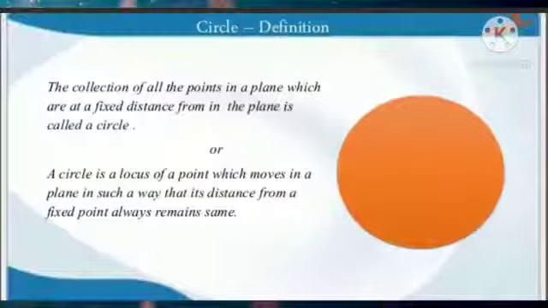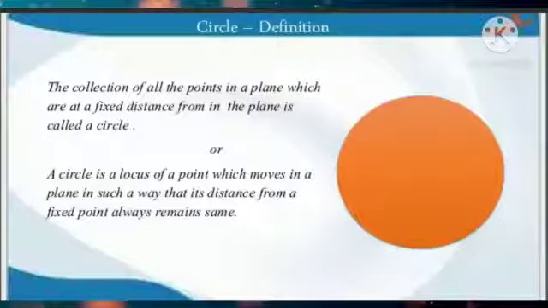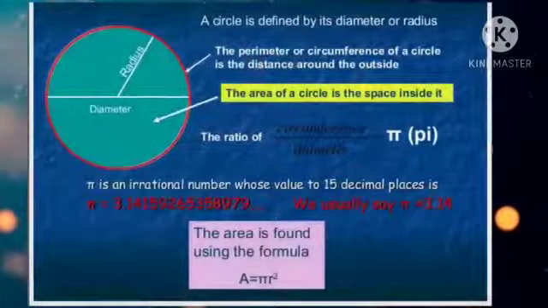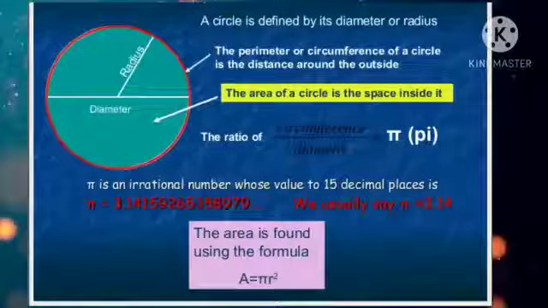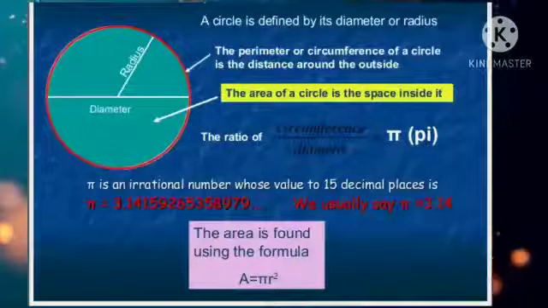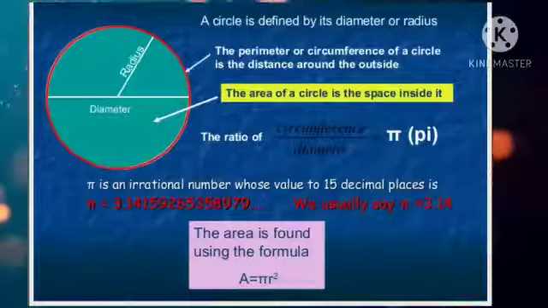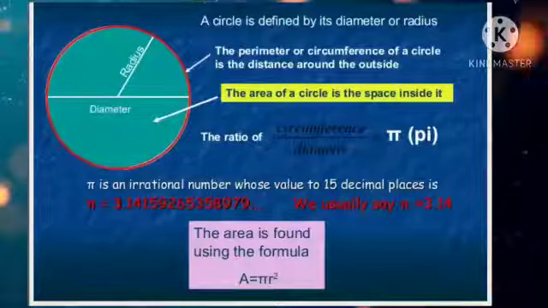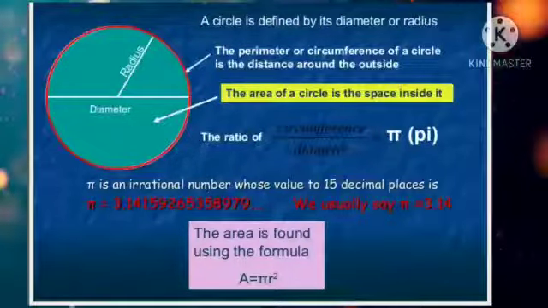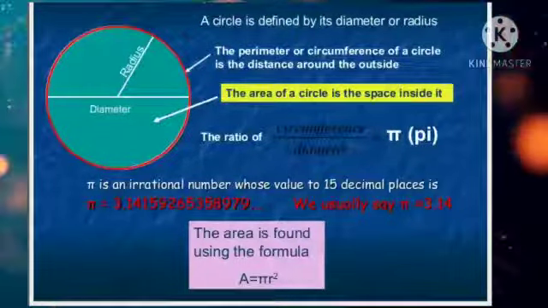Dear students, the collection of all the points in a plane which are at a fixed distance from a certain point in the plane is called a circle. A circle is defined by its diameter or radius. You know very well, the perimeter or circumference of a circle is the distance around the outside, and the area of a circle is the space inside its boundary.